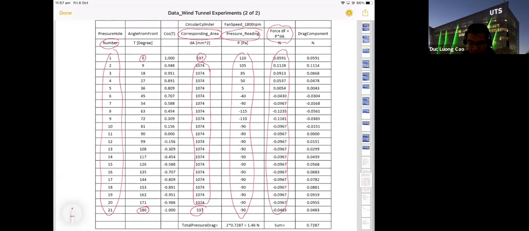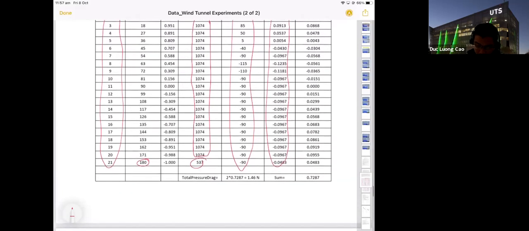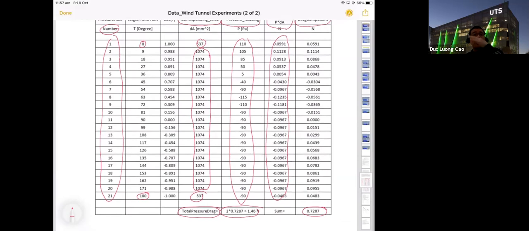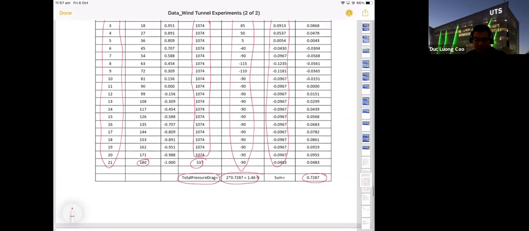And from pressure force, we have the drag components, and from those we have the total pressure drag. Total pressure drag equals 2 times this number, because of the symmetry. All the information in this table is from a half of the cylinder, so for the whole cylinder you have 2 times. This one is the pressure drag applied to the cylinder.